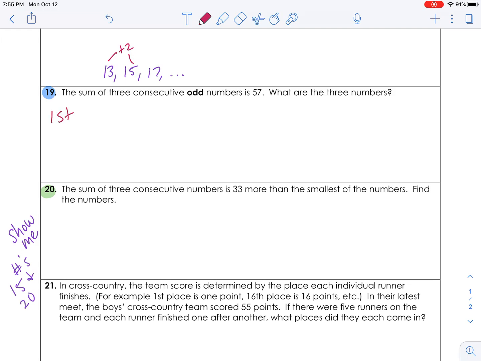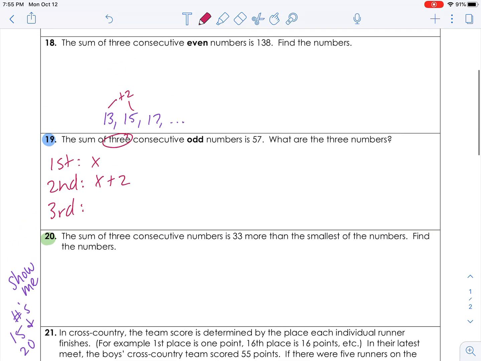Okay, so this time we have 3 numbers. The first number is x. The second number is x plus 2. Now, the third number we want to be in terms of x also. From the first number to the second number, we added 2. But from the first number to the third number, what do we need to add? To get from 13 to 17, we need to add 4. So our third number is x plus 4.